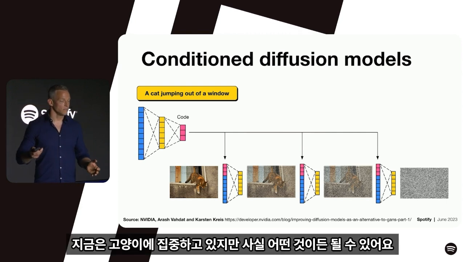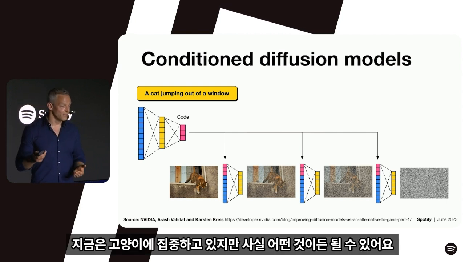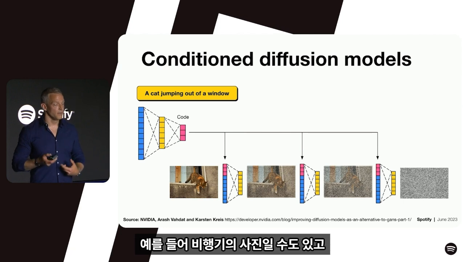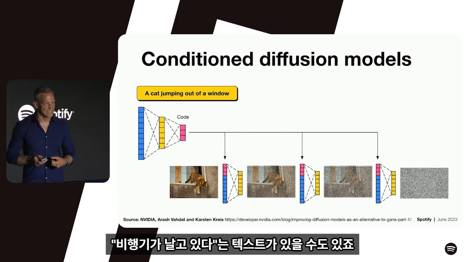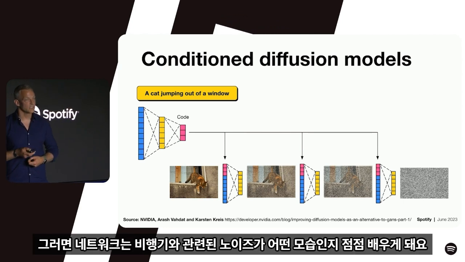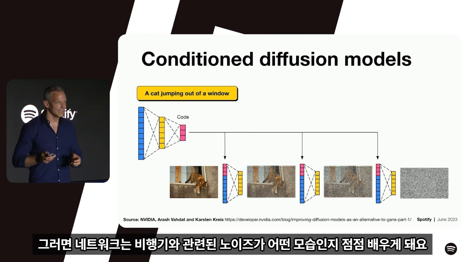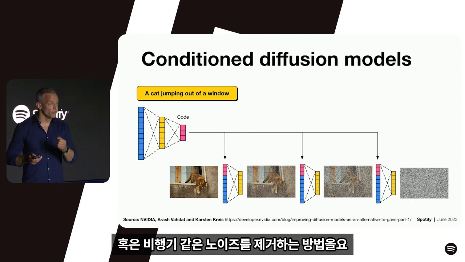And so we're very focused on cats here, but this could be anything. It could be a picture of an aeroplane and the text saying an aeroplane flying. And then it's going to kind of learn what aeroplane-like noise looks like, or the removal of aeroplane-like noise.